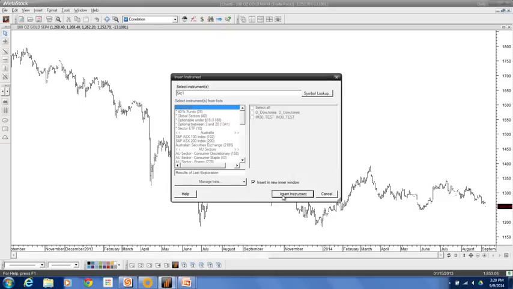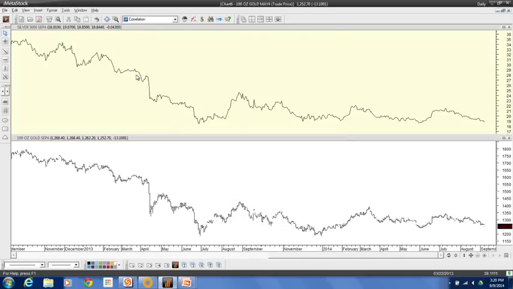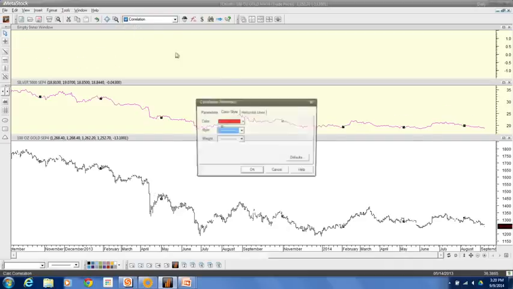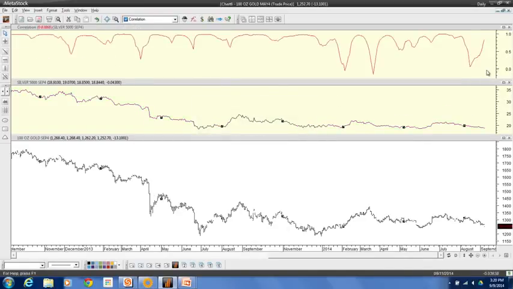Put that in its own window. And let's do a correlation along with that. Okay, so now what we're seeing here is, again, this one's a little different because there are times that it does trade very closely and other times that it doesn't. So here we'll see right now we're very close to 1.